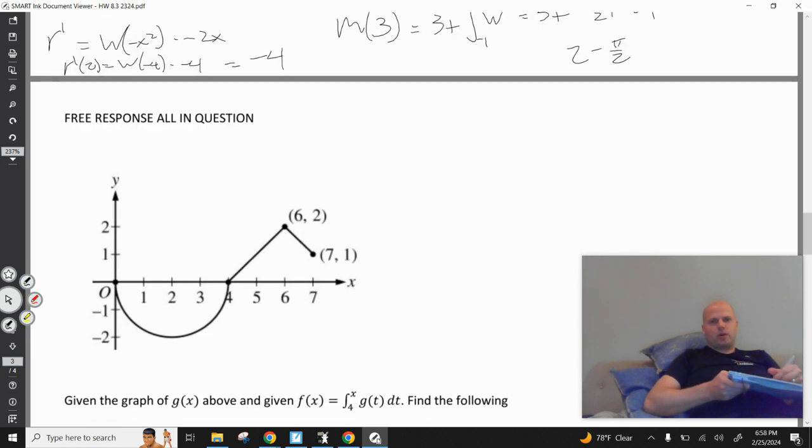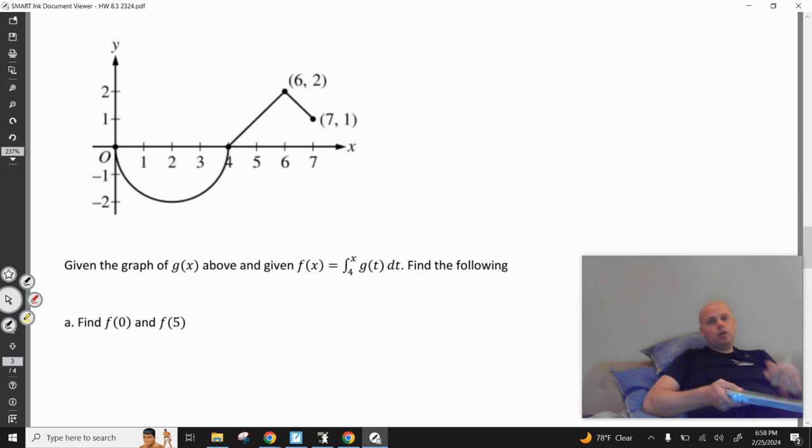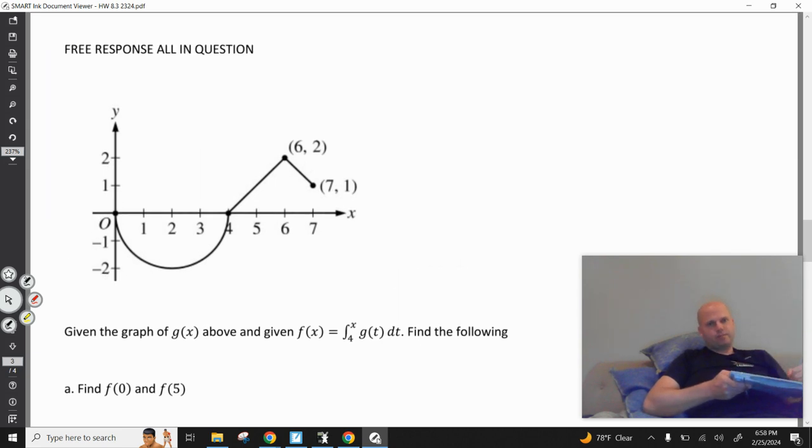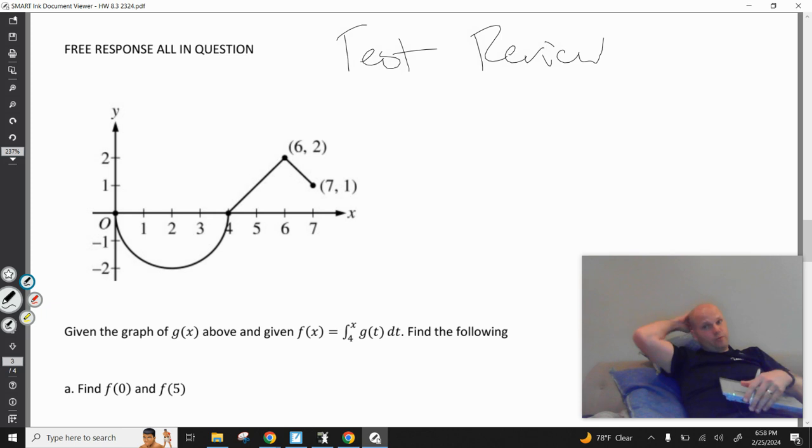All right, here's a free response question. Combines day 2, day 3. It's a good practice for the test. Your review for your test, I might put together like a free response sampling. But here's part of your test review.